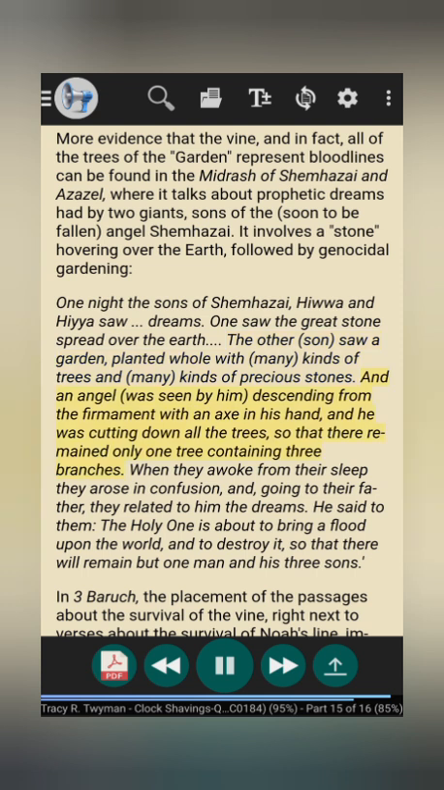And an angel was seen by him, descending from the firmament with an axe in his hand, and he was cutting down all the trees, so that there remained only one tree containing 3 branches. When they awoke from their sleep, they arose in confusion, and, going to their father, they related to him the dreams. He said to them, "The Holy One is about to bring a flood upon the world, and to destroy it, so that there will remain but one man and his 3 sons."